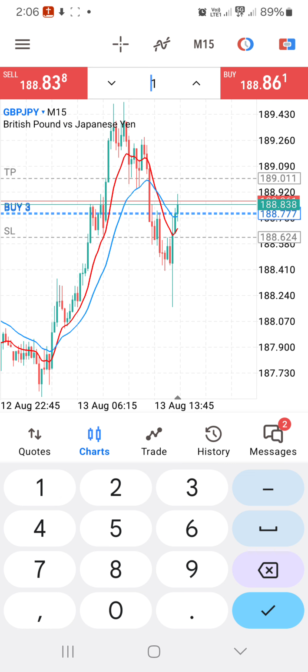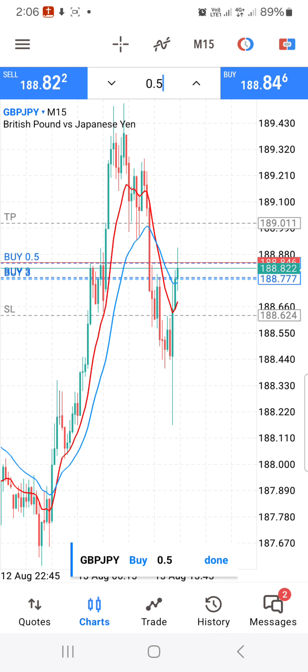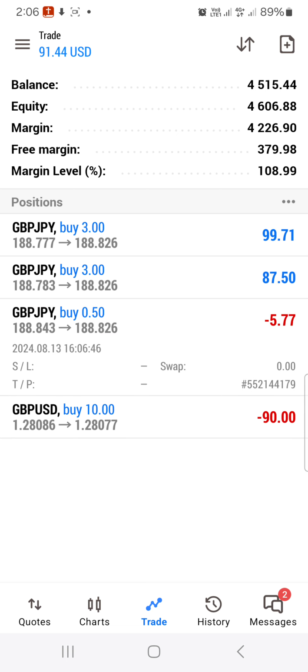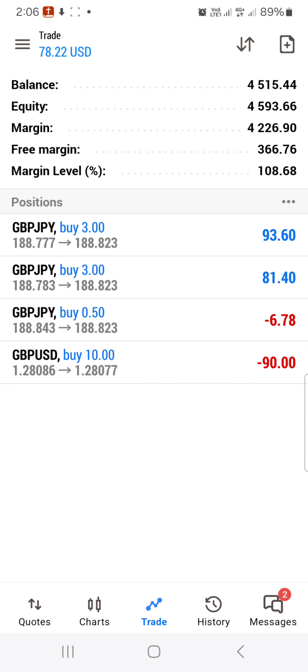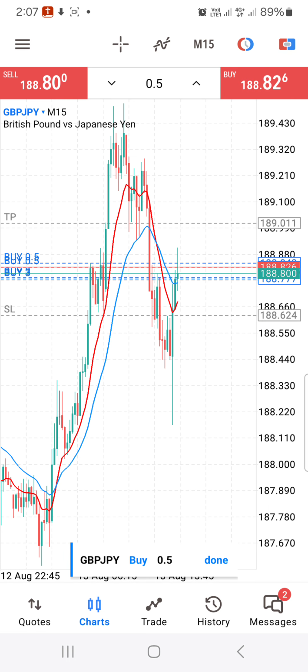Let me go to pounds GPY. I want to reduce this to 0.5. That's a buy. Let it enter. Yeah, it has entered. Placing trade. Let's place trade. This is the one I just entered now. The market is for buy. Please buy.